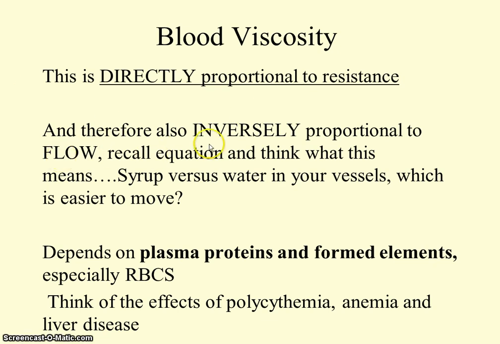So with increased viscosity, you will decrease flow, right? Since it is directly proportional to resistance, and we know if resistance goes up, flow goes down. We know now that if viscosity goes up, flow goes down. This viscosity depends on plasma proteins and formed elements, as I mentioned already, especially the red blood cells. So I mentioned the effects of polycythemia, anemia, or liver disease on blood viscosity.